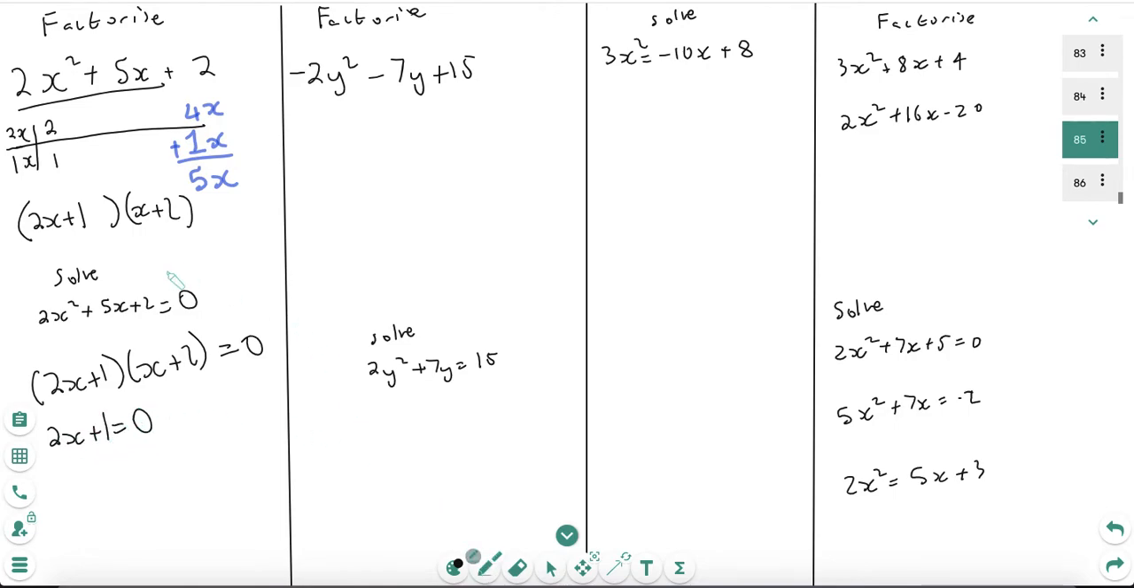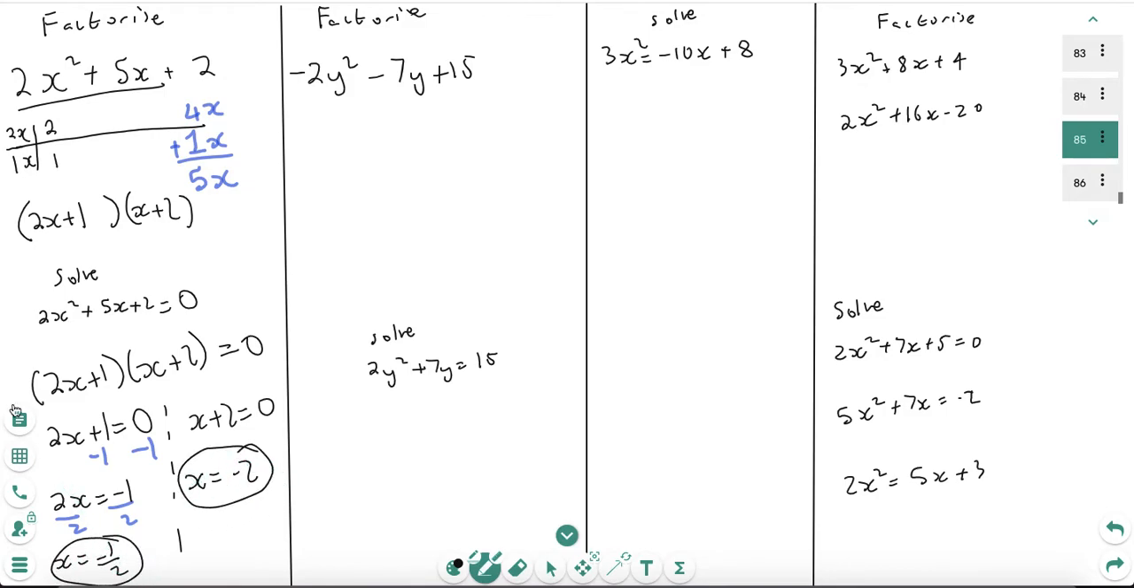We have to do a bit of algebra here. So x is being multiplied by 2, then being added by 1. So I'll get rid of that add 1 by minus 1. So 2x equals minus 1. X is being multiplied by 2. I'm going to divide by 2. X is equal to negative 1 over 2. I'll get my second bracket. X plus 2 equals 0. Something plus 2 is 0. X must be minus 2. And those are our two answers, okay?